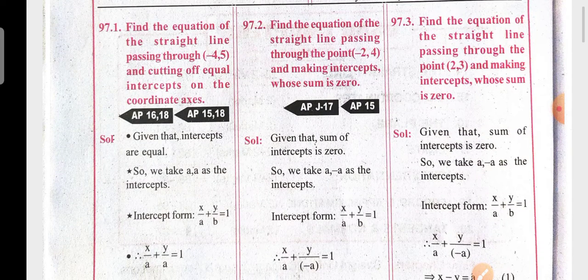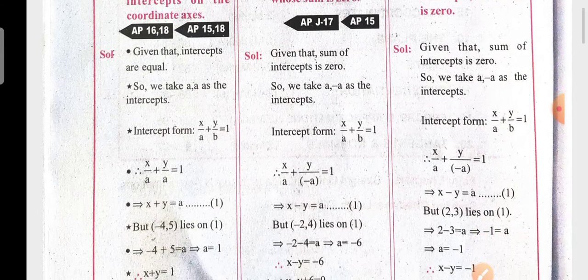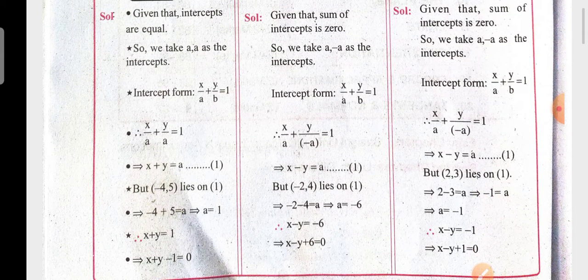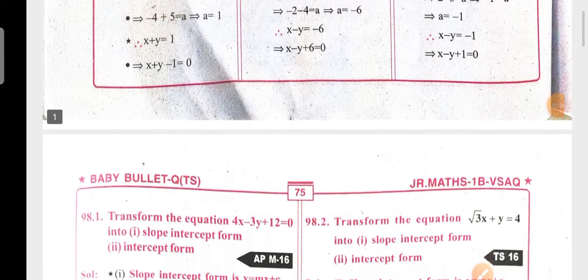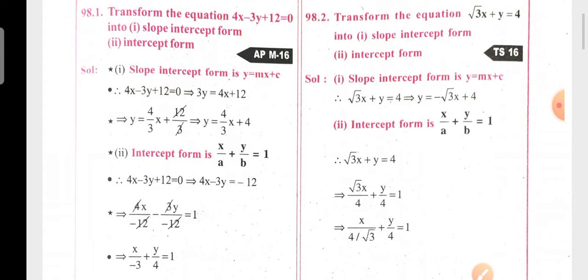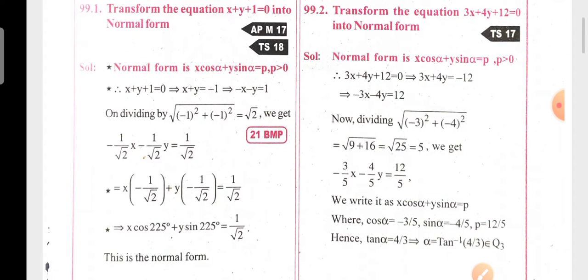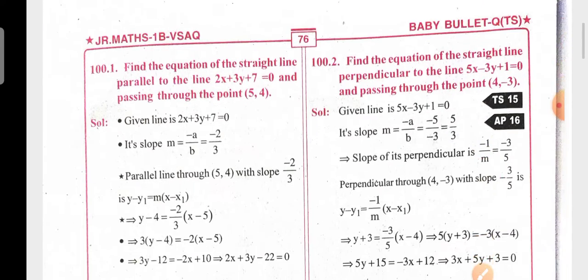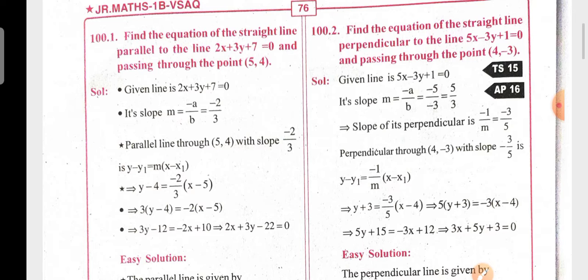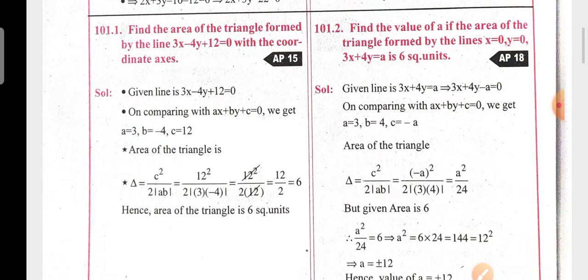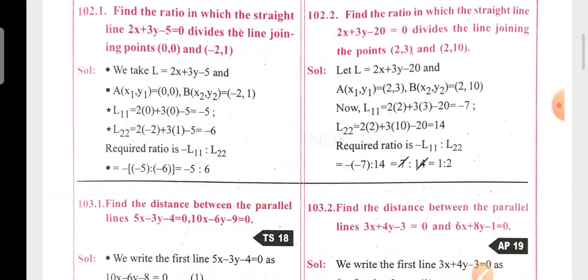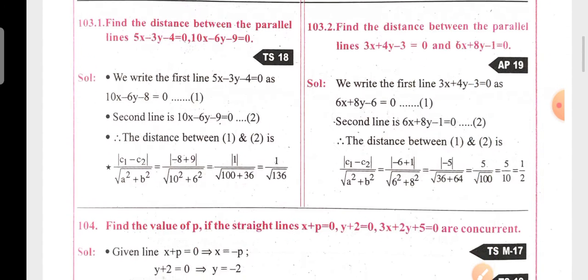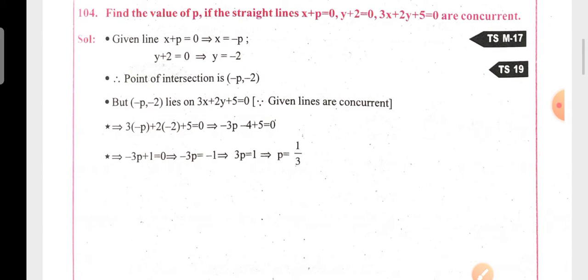Next coming to the next questions. Repeat these questions, some questions are very, very important. See here, this question was repeated 2 times.